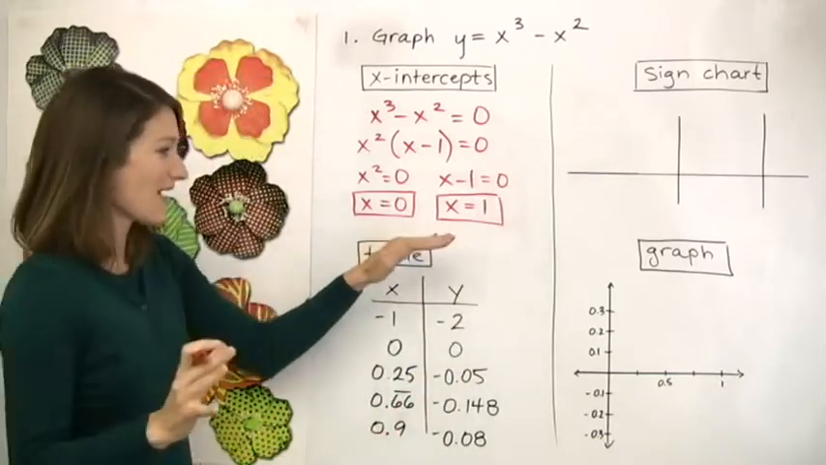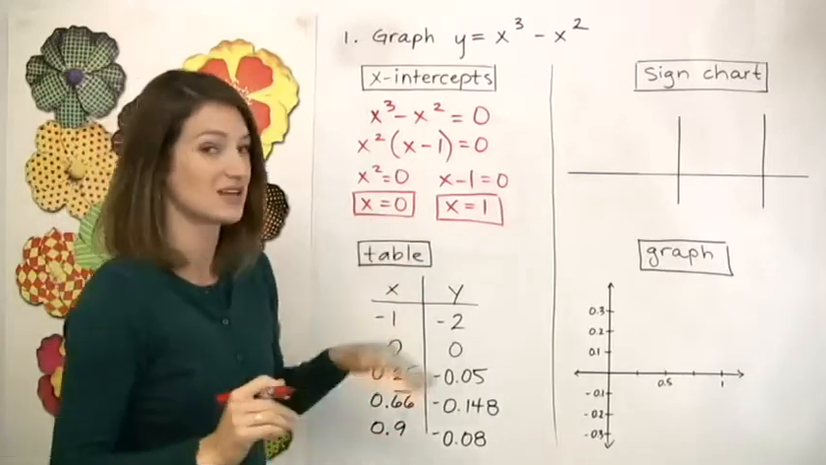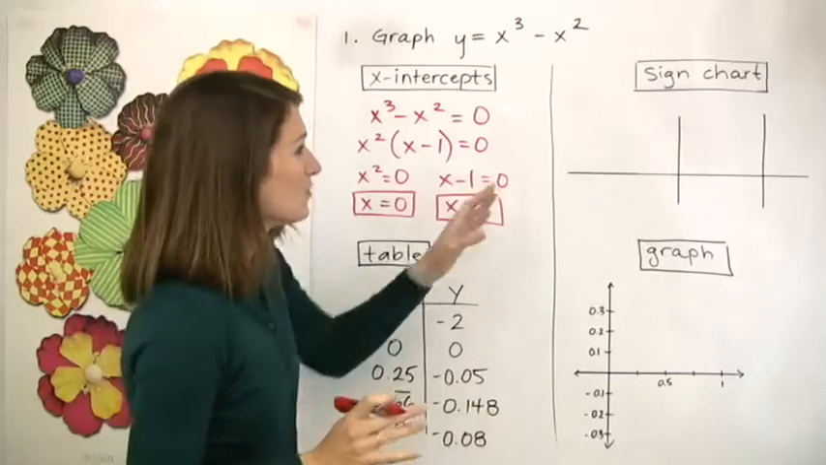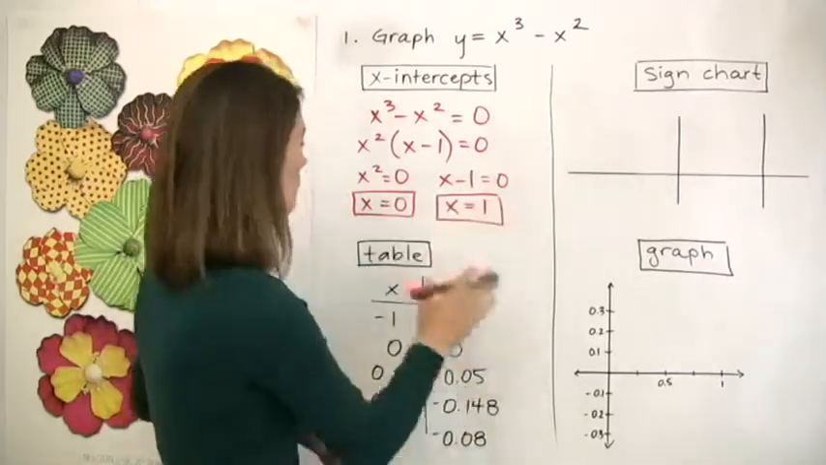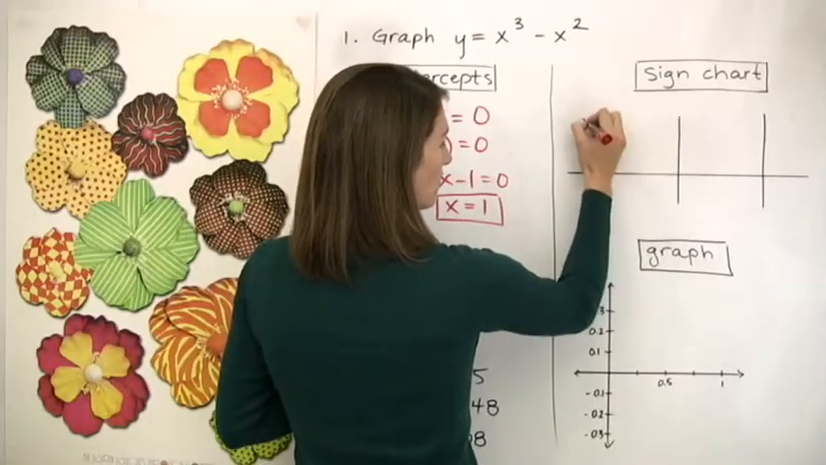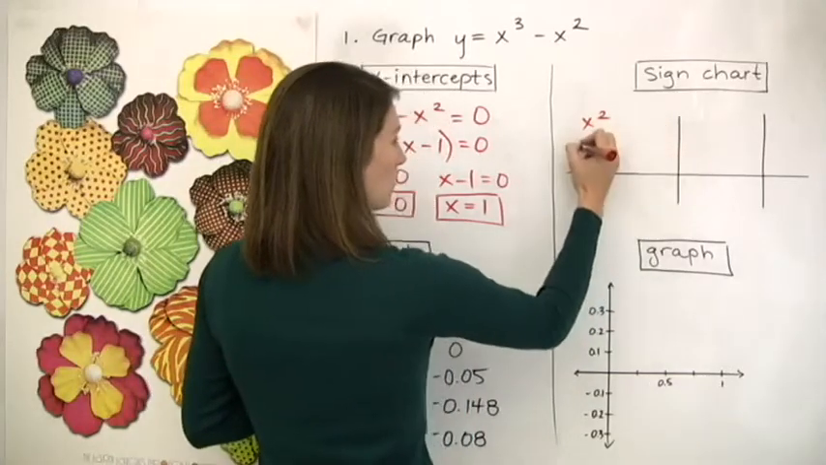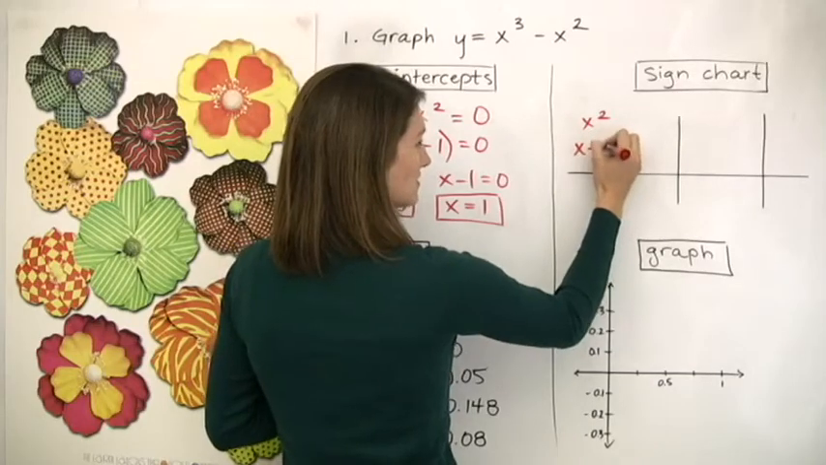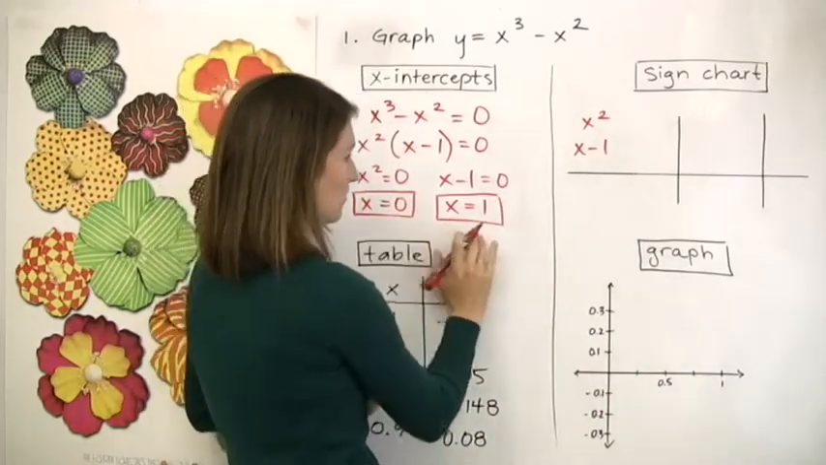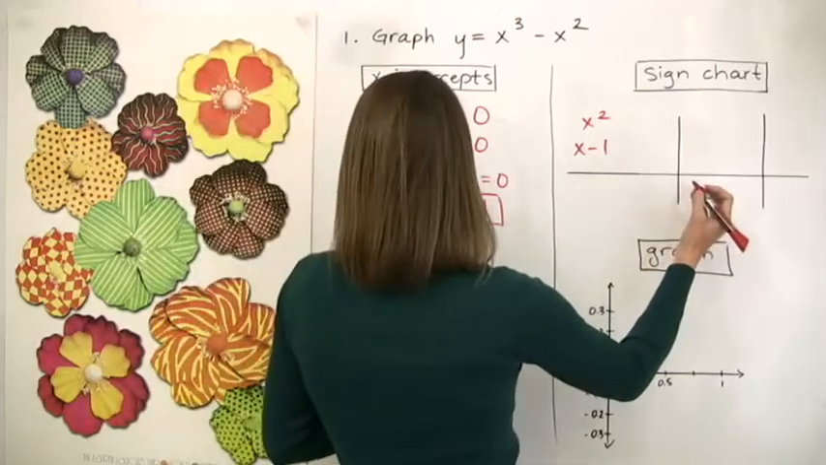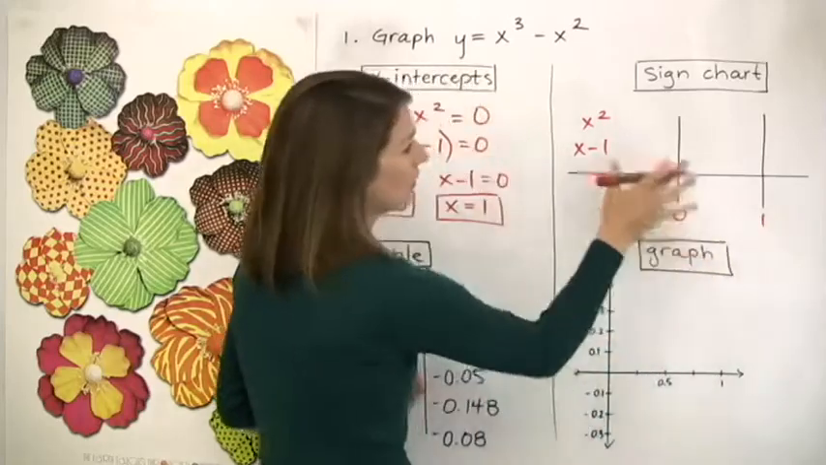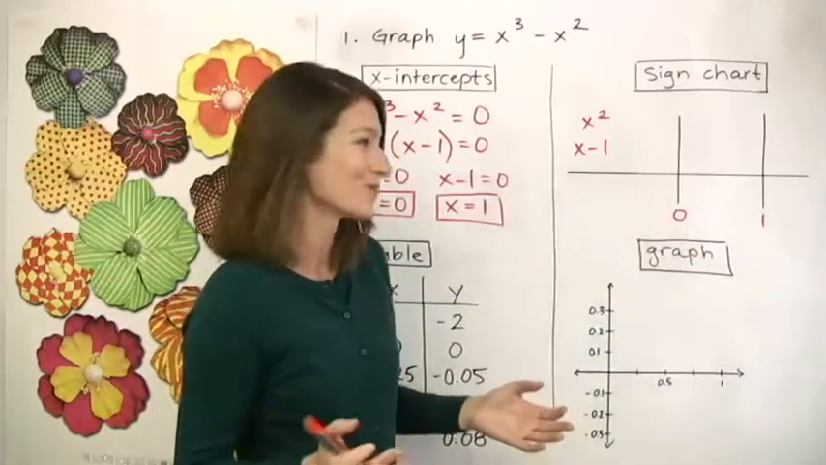So we know right now that this graph is going to cross where x equals 0 and x equals 1. So let's move on and let's do a sign chart. So with these factors that we've found, for x squared we want to find the sign for x squared, and we want to find the sign for x minus 1. So with our x-intercepts that we found where they cross the x-axis, we're going to put the 0 here and the 1 here in order to continue to fill in our sign chart.